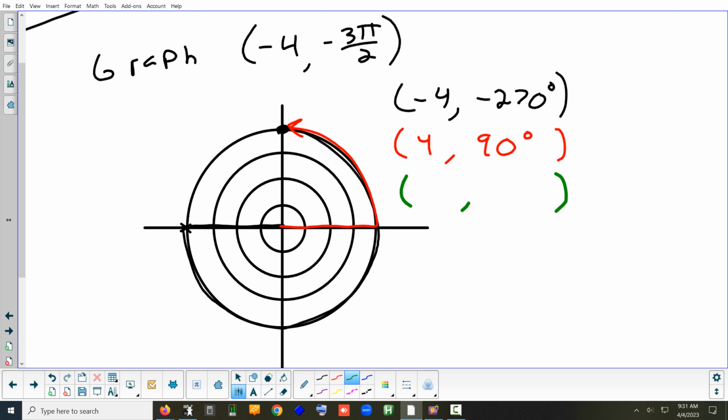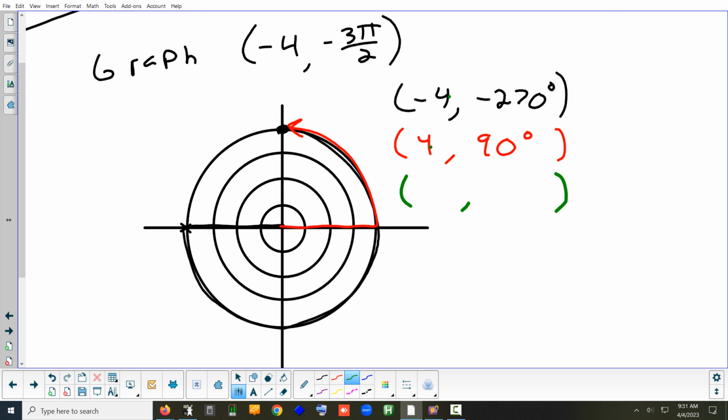Do 8 and 360. What do you want to do for this number? 8? That won't put you on a circle of radius 4. That'll move you out too far. These are the only two choices you have for the first number: 4 and -4. Anything else won't land you on the correct circle. You're either going to go out too far or not go out enough.